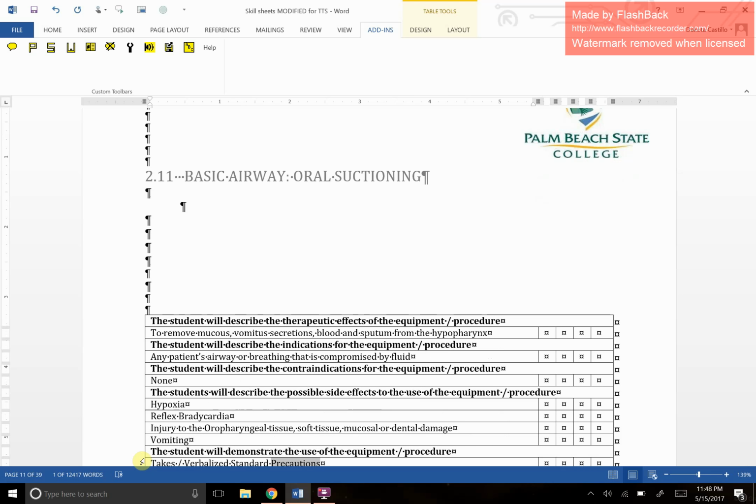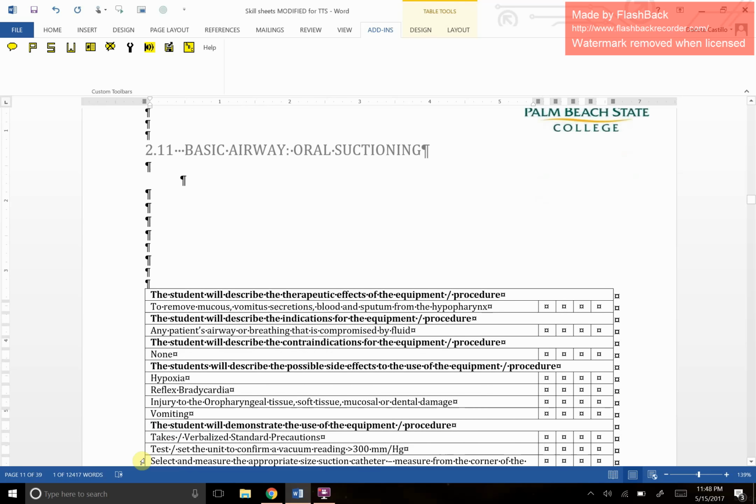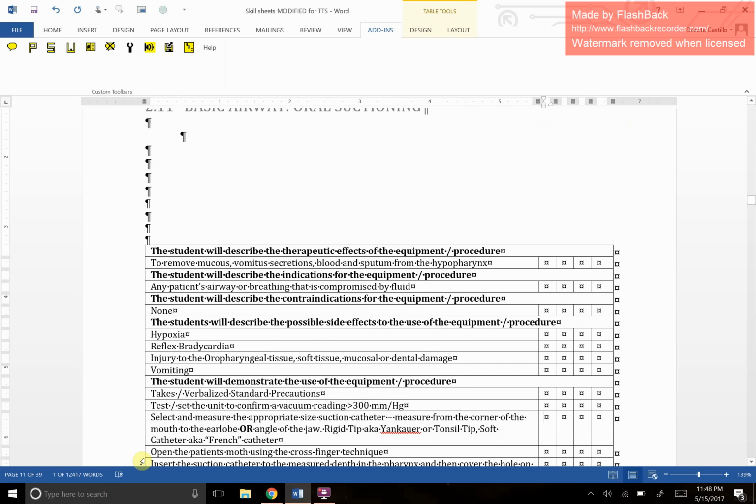Take/verbalize standard precautions. Test/set the unit to confirm a vacuum reading greater than 300 mmHg. Select and measure the appropriate size suction catheter. Measure from the corner of the mouth to the earlobe or angle of the jaw. Rigid tip, also known as Yankauer or tonsil tip, or soft catheter, also known as French catheter.